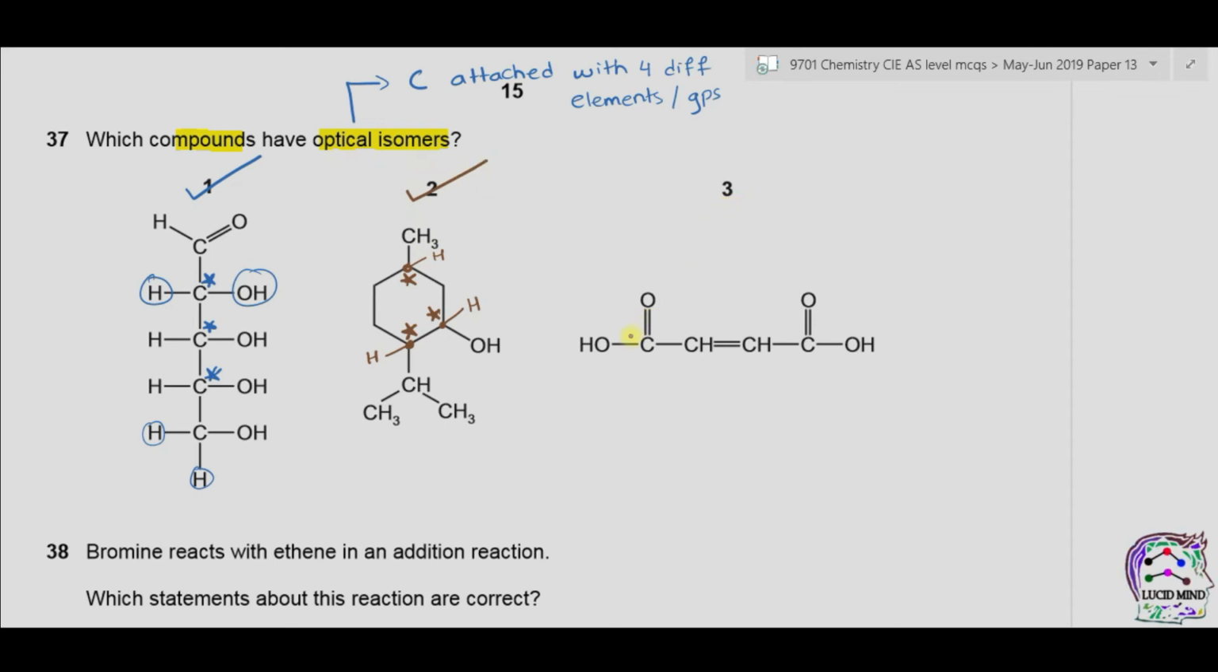Moving towards the third one, we have this carbon which is double bonded, so it does not show optical isomerism. This carbon is also double bonded. This is also making a double bond. This is also making a double bond. So none of the carbon atoms is chiral, so therefore 3 will not show any optical isomer. As options 1 and 2 are correct, the answer is B.